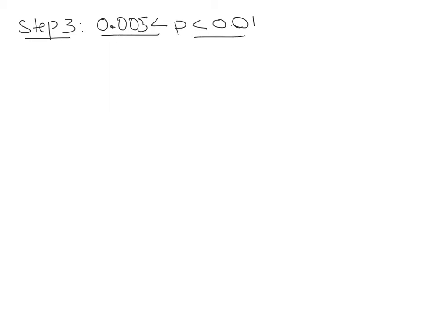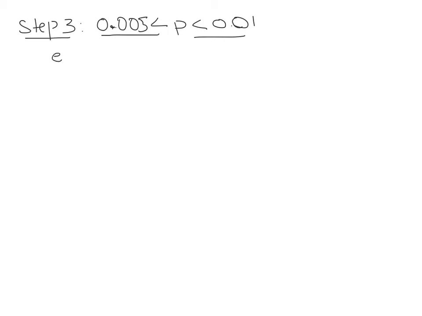Next, step 3 is to find the p-value. So if you use your table, you're going to find that the p-value is between 0.01 on top and bigger than 0.005 on the bottom. So somewhere in the middle, which already is pretty much saying that we can reject any null hypothesis with any sort of reasonable level of significance.